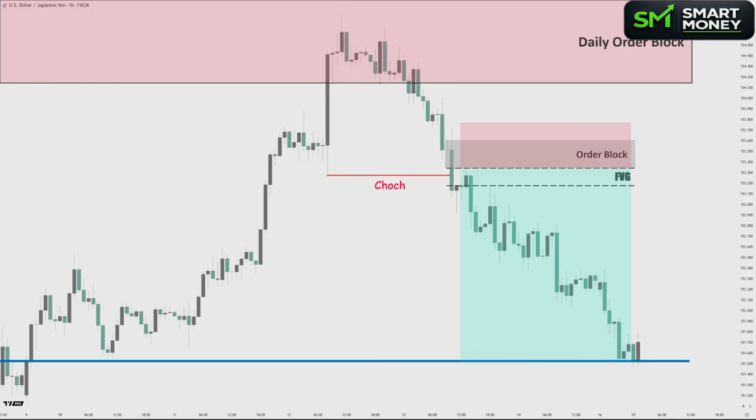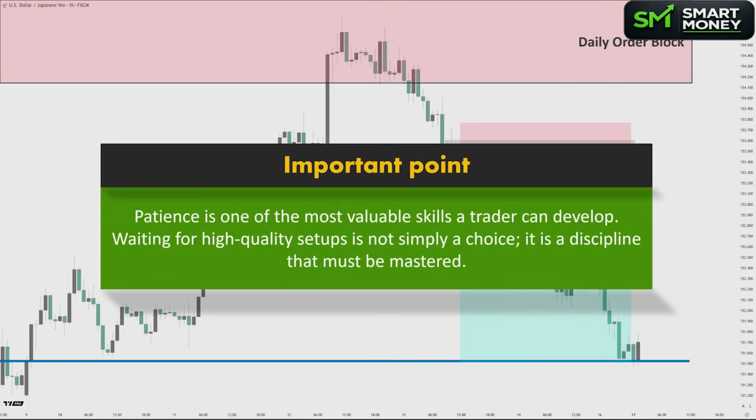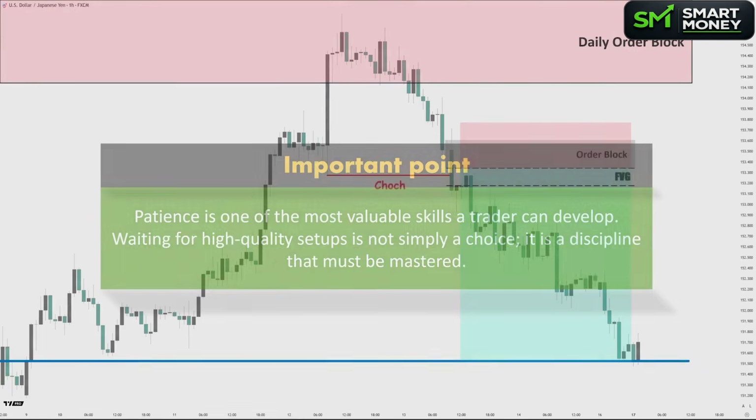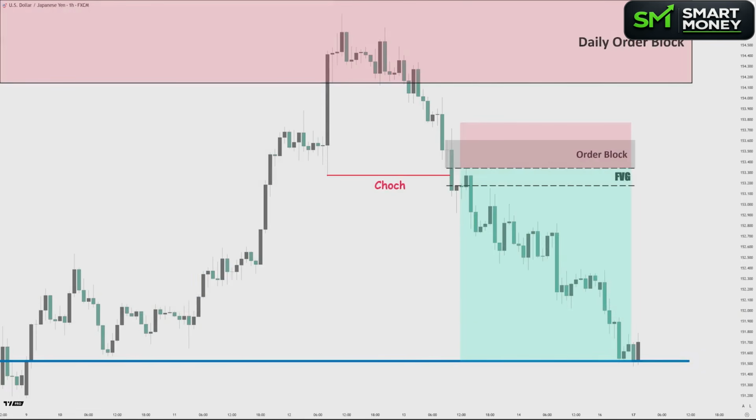Now, here's an important point. Patience is one of the most valuable skills a trader can develop. Waiting for high-quality setups is not simply a choice. It is a discipline that must be mastered. Many traders, especially beginners, fall into the trap of overtrading because they feel the need to always be active in the market. However, successful trading is based on quality, not quantity.